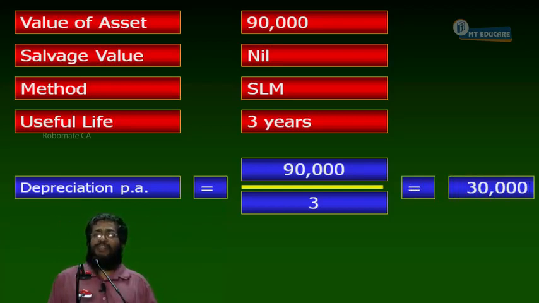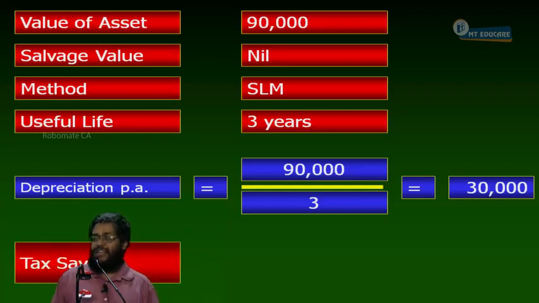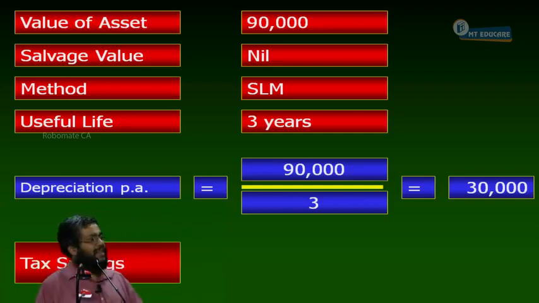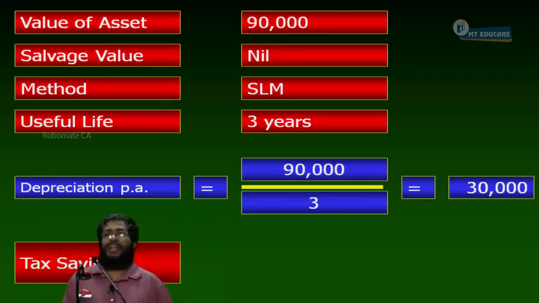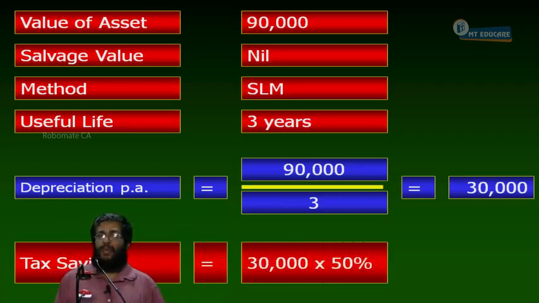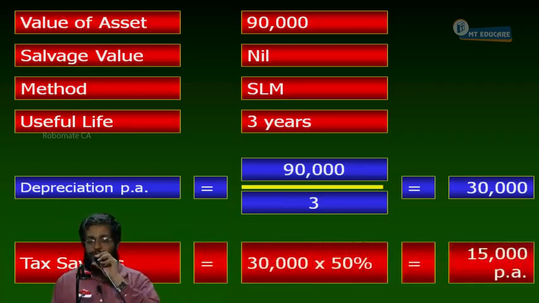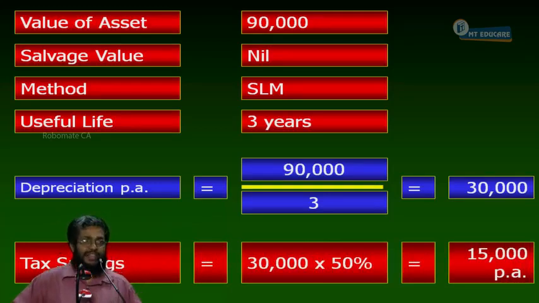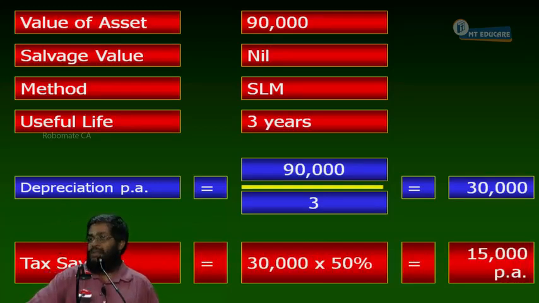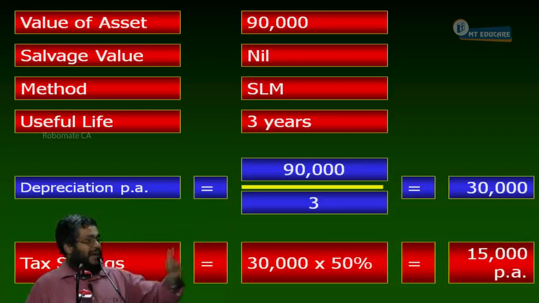On this, I am going to save tax now. How much tax do I save? 50%. Since I debit 30,000 in the P&L, the profit comes down by 30,000, so the tax is saved by 50% of that amount. 30,000 into 50%. What is the tax savings? 15,000. Tax savings is 15,000 per annum. I hope everybody is understanding it or not? Any salvage value? No.